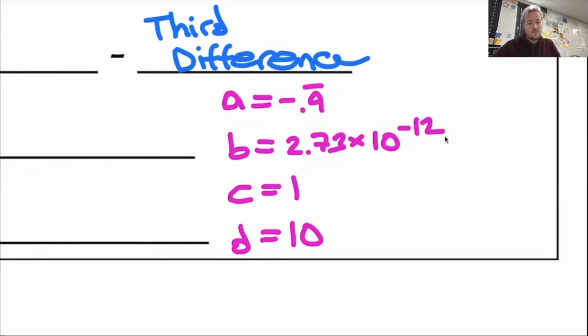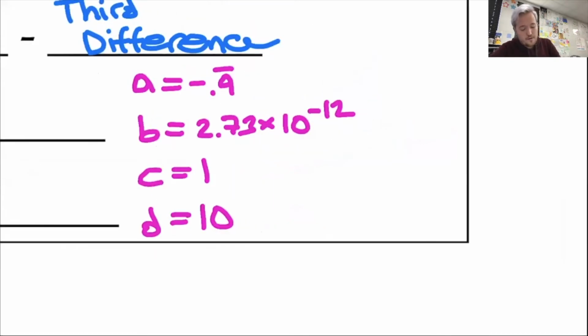Okay. So this is what the calculator screen kind of spit out at us. -0.9 repeating is the same as just -1. Now this 2.73 times 10 to the -12, that's the same as 0. The number is so small, it's not significant. And then we have a C value of 1 and a D value of 10.